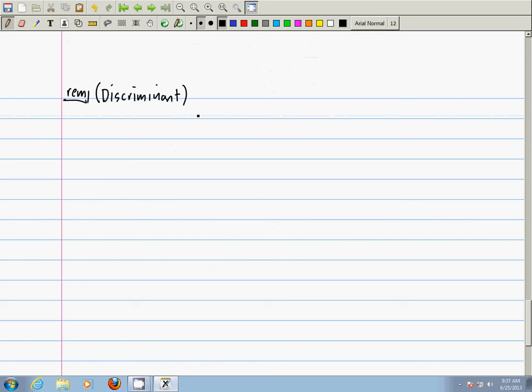It helps you decide which case you are in, because some quadratic equations will have no solution, and that's okay. Some quadratic equations will have exactly one solution, and that's okay. And some quadratic equations will have exactly two solutions, and that's okay. But the discriminant is what helps you tell which situation you're in: zero solutions, one solution, or two solutions. So we're going to refer to it as D, for discriminant, which is b squared minus 4ac, for the quadratic ax squared plus bx plus c equal to 0.